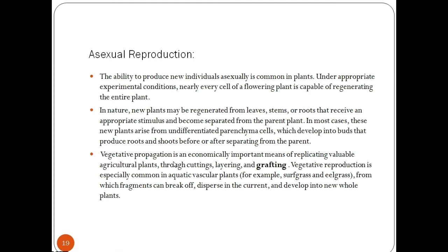Vegetative reproduction is especially common in aquatic vascular plants, for example, surfgrass and eelgrass, from which fragments can break off, disperse in the current, and develop into whole new plants.